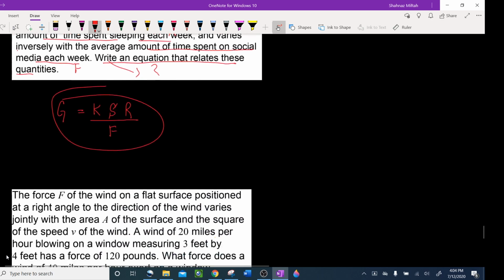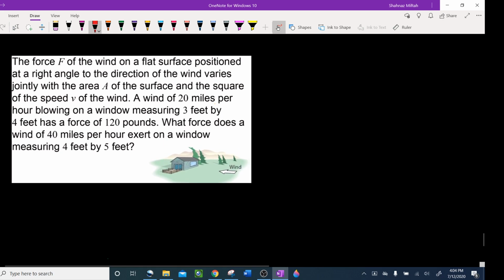Okay, let's do another question, and this is the last question. The force F of the wind on a flat surface positioned at a right angle varies jointly with the area of the surface and the square of the speed. So I'm going to go F varies jointly, I'm going to use K. It will be like varies jointly in the beginning. If you guys pay attention, that's like a direct proportion unless they specify inversely something, then I'll do inverse, I make a fraction.